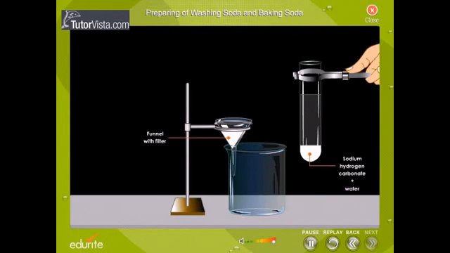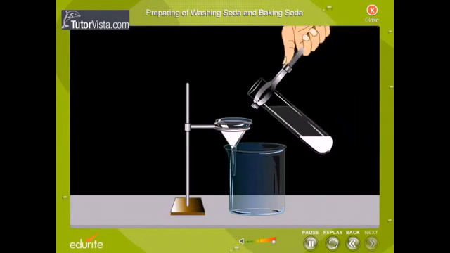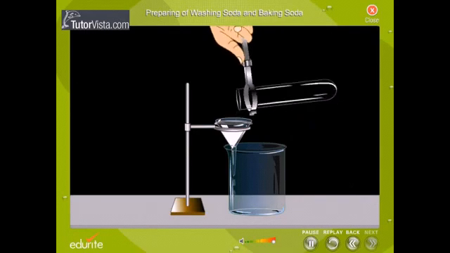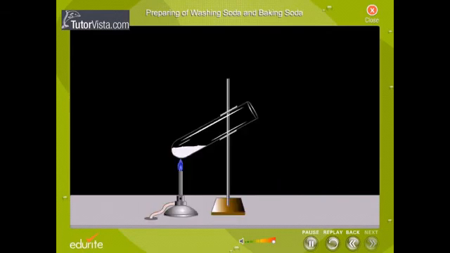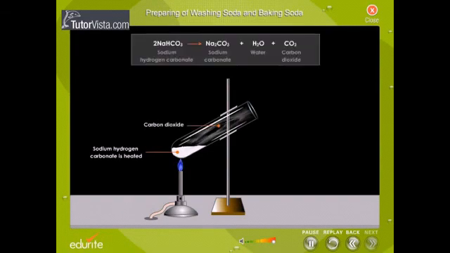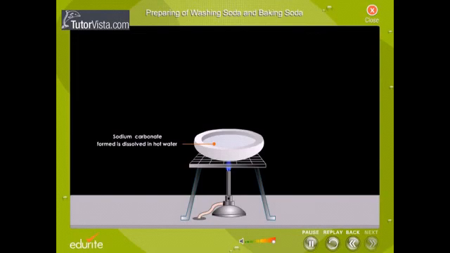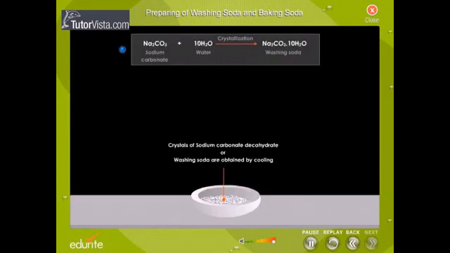Sodium hydrogen carbonate, being sparingly soluble in water, can be filtered off to separate it from water. This is the laboratory method for the preparation of sodium hydrogen carbonate. Sodium carbonate can be obtained by heating sodium hydrogen carbonate. Sodium carbonate so formed is dissolved in hot water and heated to crystallization point. Crystals of sodium carbonate decahydrate, or washing soda, are obtained by cooling.